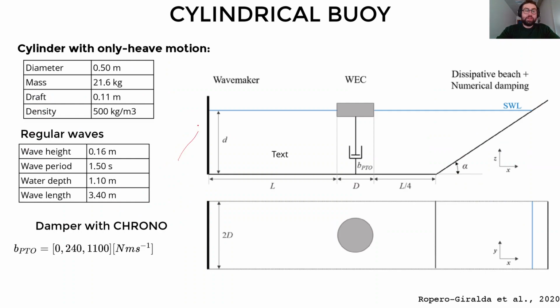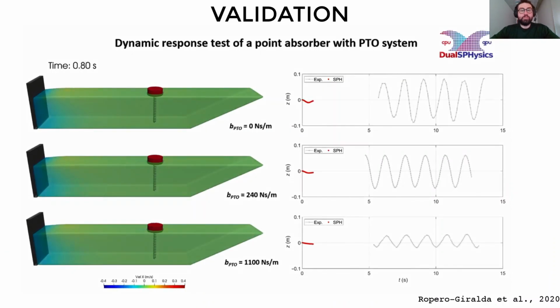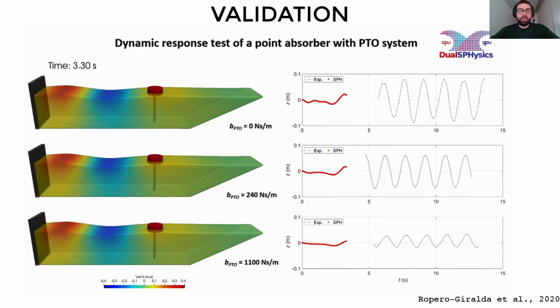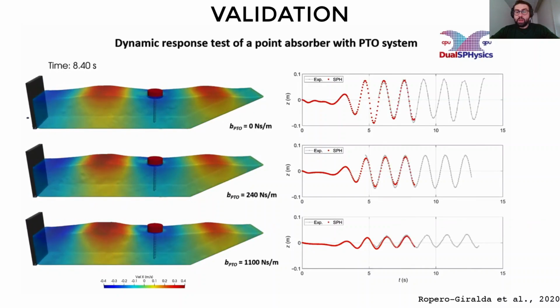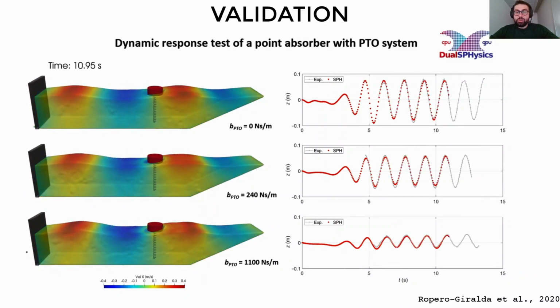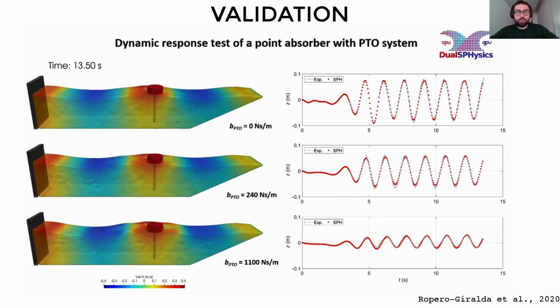This buoy was tested firstly under regular waves, considering a piston type wave maker, and the geometry of the flume reproduces exactly the setup that was used for the experimental facility. In the next slide, we will see a validation of this device, which is performed considering 3 values of the damping coefficient. And here you can see the validation, which is performed in terms of heave motion of the buoy. And the simulations give a good agreement for all the 3 cases.